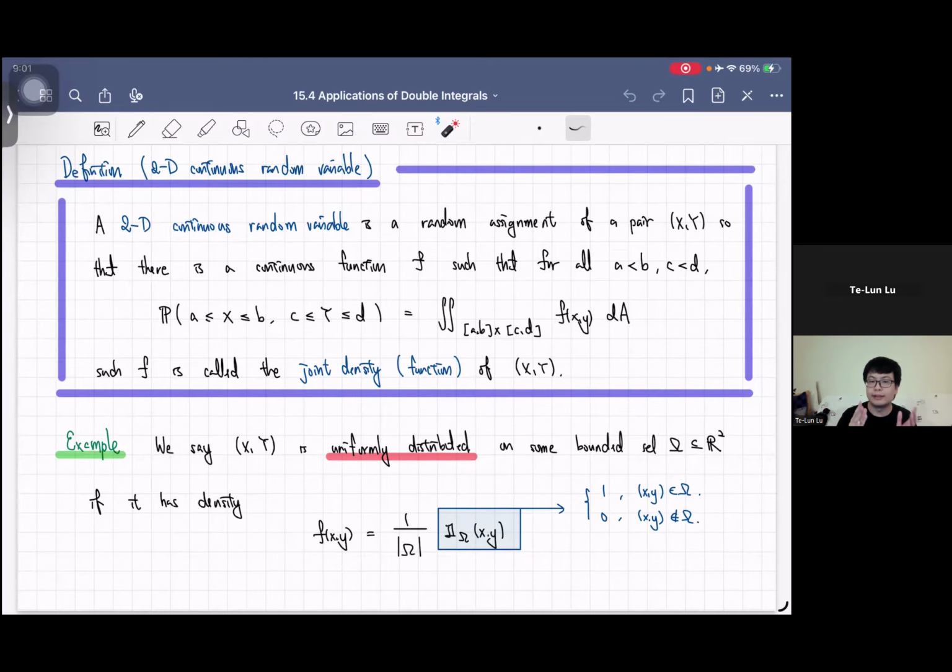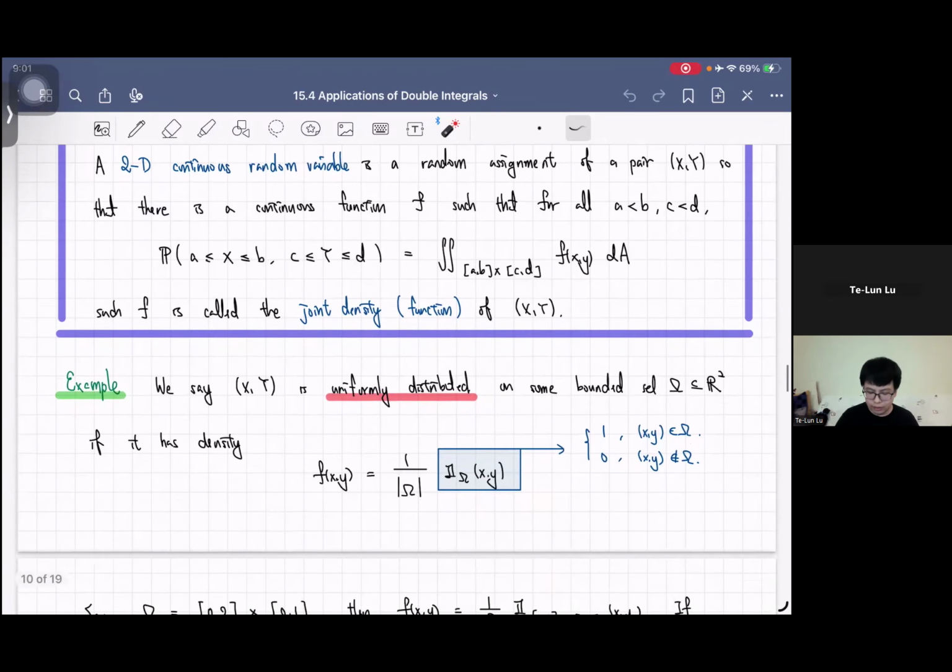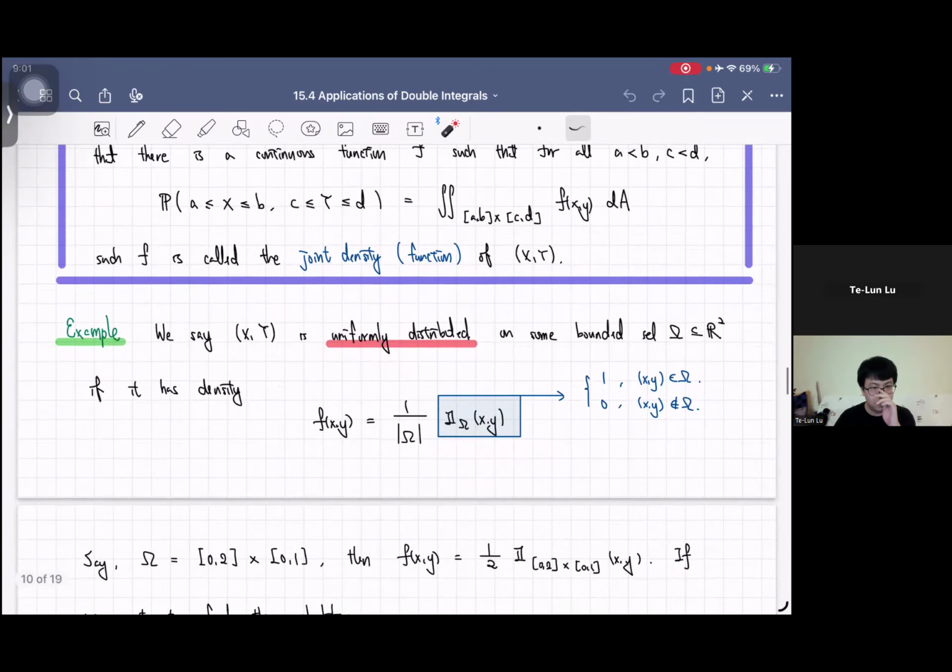We can treat them together as a joint random variable, a two-dimensional random variable. So again, let us do some examples, because those are all abstract definitions. We say that a random pair X and Y are uniformly distributed on some bounded set omega in R2. Omega can be some rectangle, some circle, or some triangle, if the density is given by this.